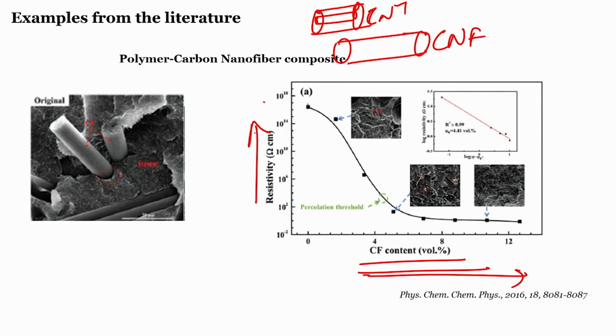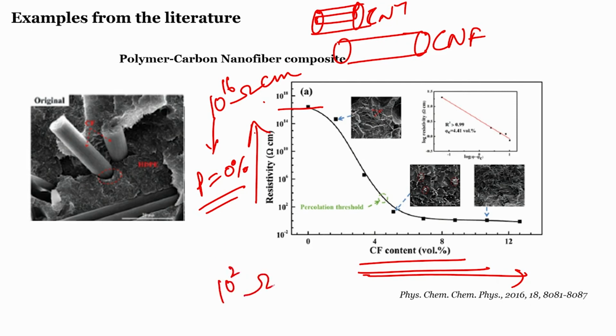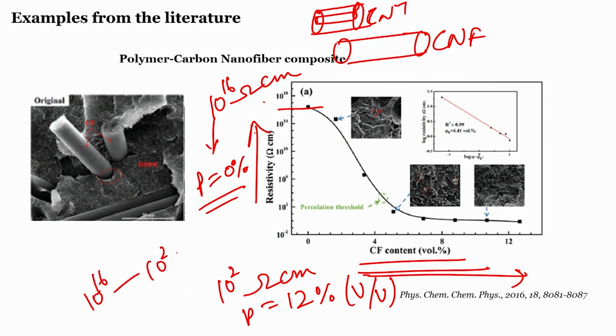When they kept filling and increasing the concentration of this carbon nanofiber in this polymer composite, what they found was the resistivity, which was at around 10 to the power 16 ohm centimeter at P equal to 0%, when there was no carbon fiber, reached 10 to the power 2 ohm centimeter when P was increased to 12%, which is volume by volume. If you see this value, 10 to the power 16 to 10 to the power 2 ohm centimeter, there is a staggering change of 10 to the power 14 times between the conductivity values.